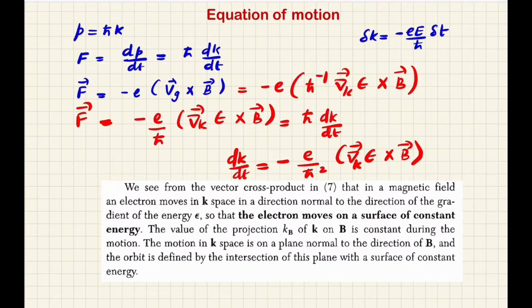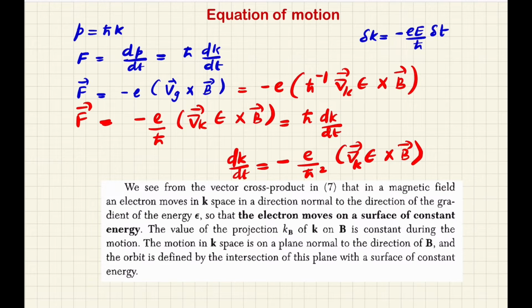Okay. So, that means the electron moves on a surface of constant energy. Okay. And in the second case, it means that the electron moves in a plane perpendicular to the magnetic field. Okay. So, you can take a k value and project it in the direction of B, which is kB. Okay. That kB, the projection of k onto B, is a constant during the motion.